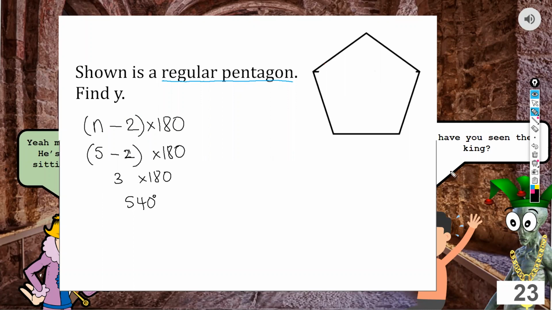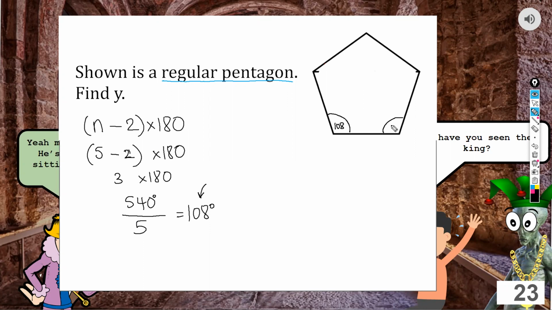Well, let's find the size of each angle. So we just have to take the 540 and divide it by 5. So 540 divided by 5 is 108 degrees. Now, some people are claiming this is the final answer for the question, but that's not true. This just means every individual angle inside here.